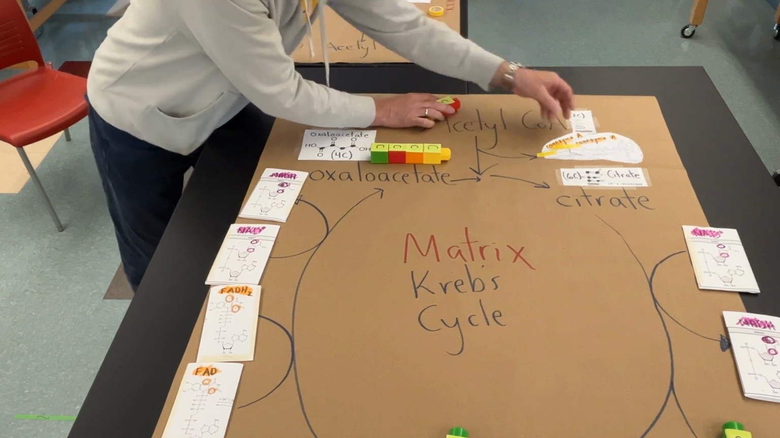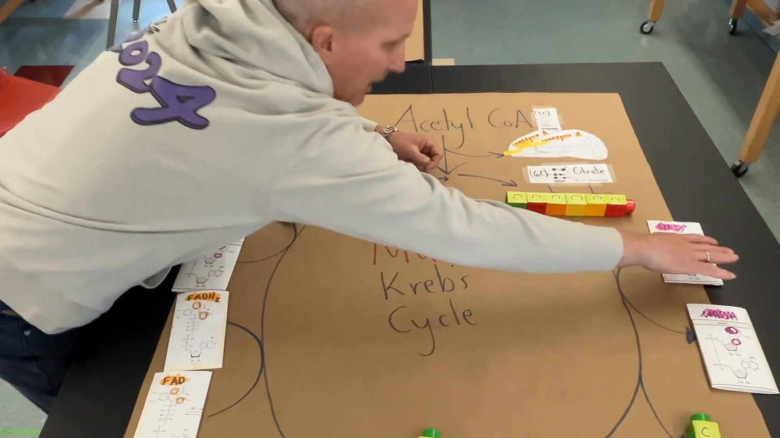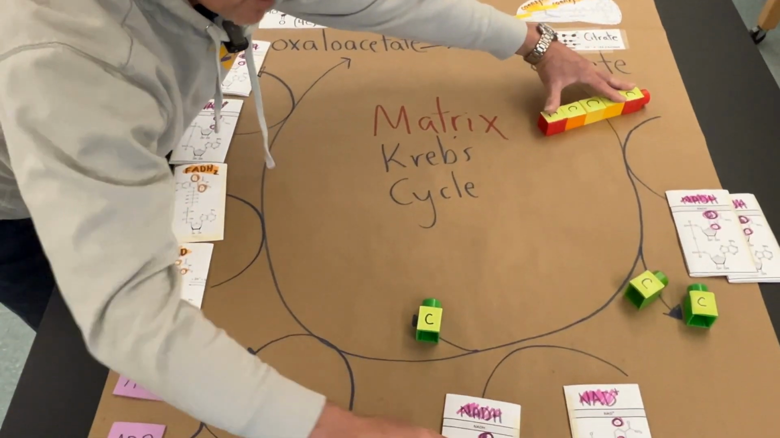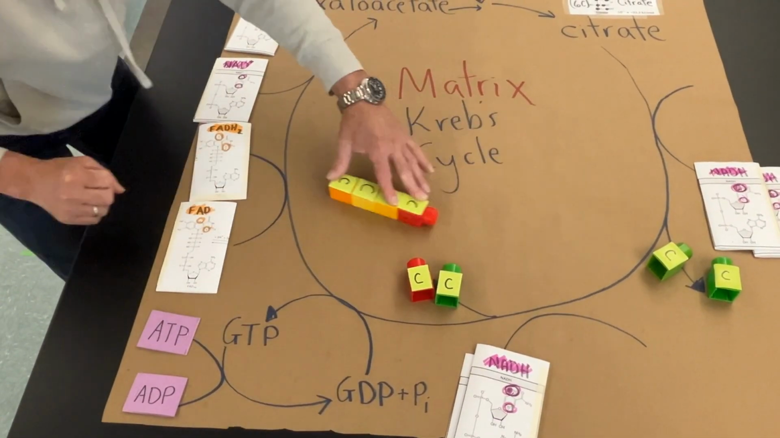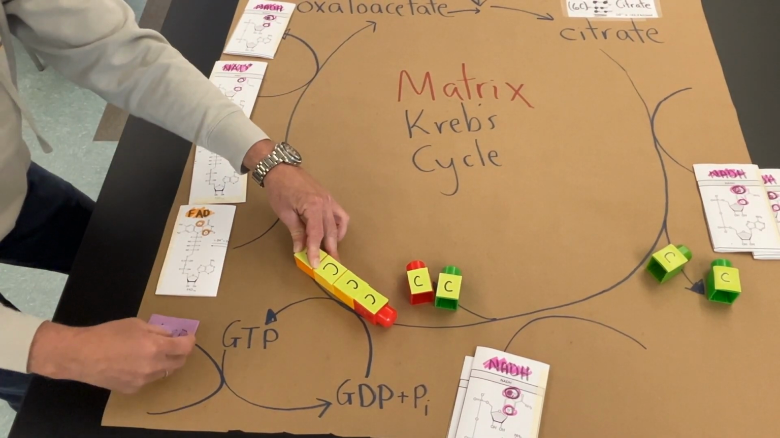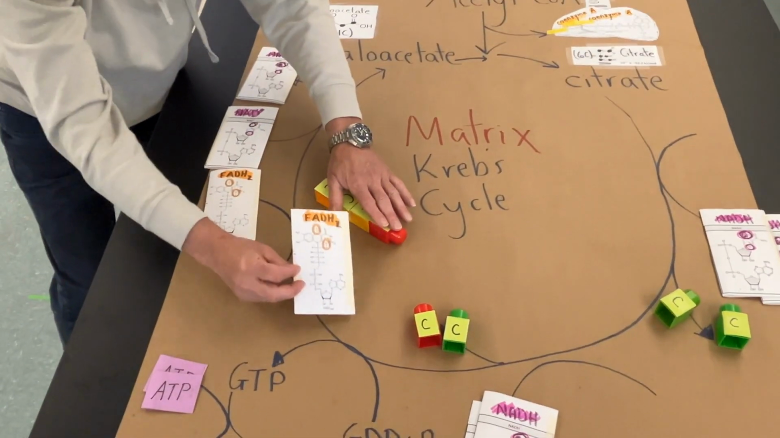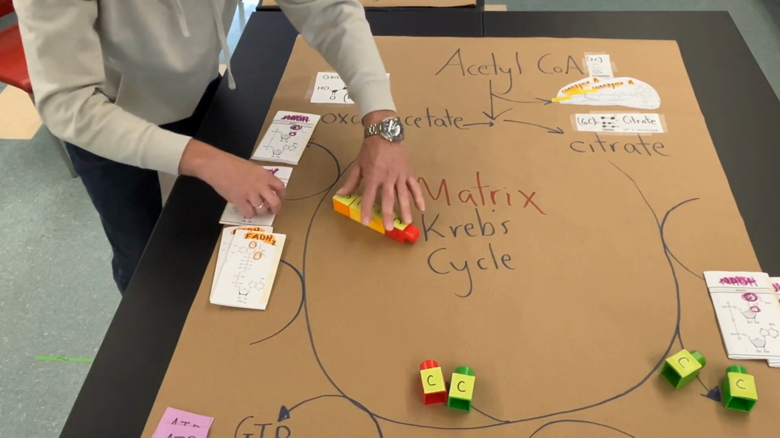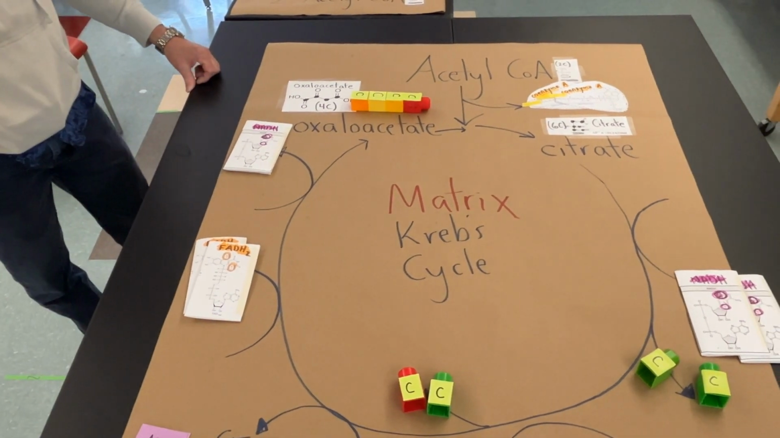The second acetyl group removed. Our 6-carbon citrate is made. Our NADH is made. Our carbon dioxide is shed. Another NADH is made. Our carbon dioxide is shed. We couple this to making a GTP, which then is directly transferring a phosphate to ATP. Our rare FADH2 is made. Ooh, there it is. And then finally our last NADH, and we've regenerated the 4-carbon oxaloacetate.